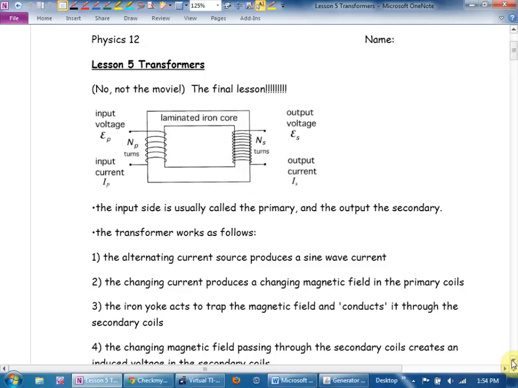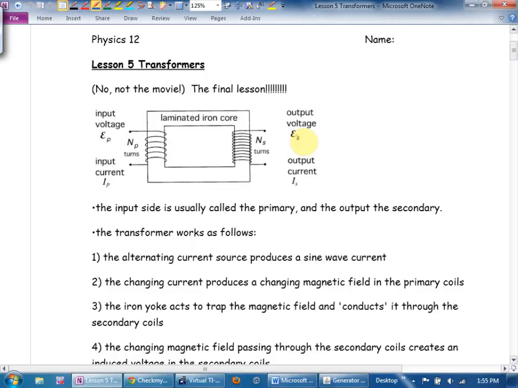So here's how it works. If you take a big laminated iron core in the shape of a hollow rectangle, and you wrap a certain number of coils of wire around one side, and we use the subscript P for primary. This is your primary source voltage. And you wrap another different number of wires around a different side. We use S for secondary voltage.